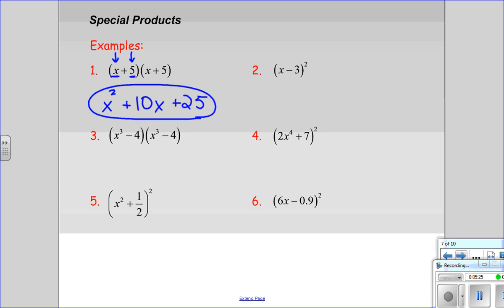Let's do that product rule again. Here we have x minus 3 squared. Now we could write this out and use FOIL to do this, or we can remember our special product, which is our first term squared, since it's a binomial. Our middle term is our first and our second multiplied together, so negative 3x, and then you double that to get negative 6x. Then our last term is our negative 3 squared, which ends up being positive 9.